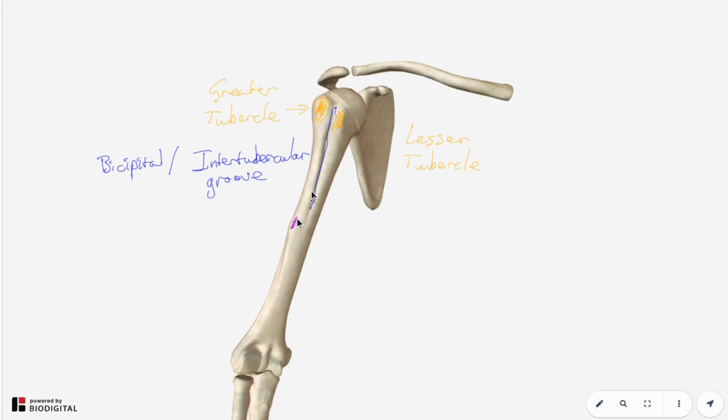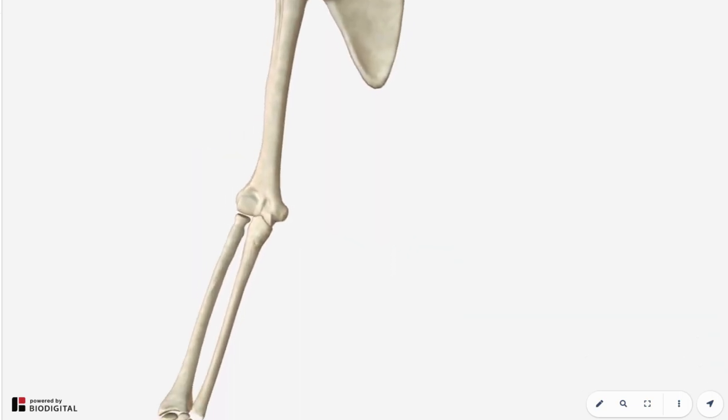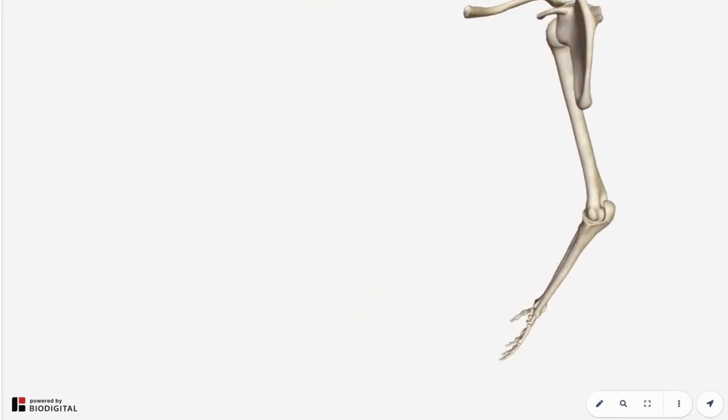And then right in the middle of the shaft of the bone, we have this tuberosity. It's called the deltoid tuberosity because this is where the deltoid muscles in your shoulder attach. So your deltoid muscles in your shoulder are up here, and they come and attach to the arm at the deltoid tuberosity.